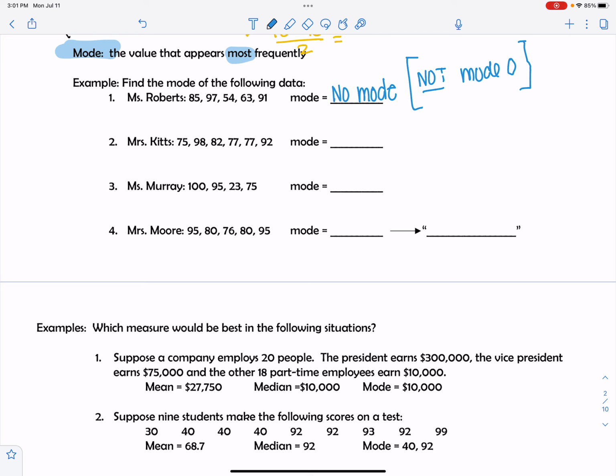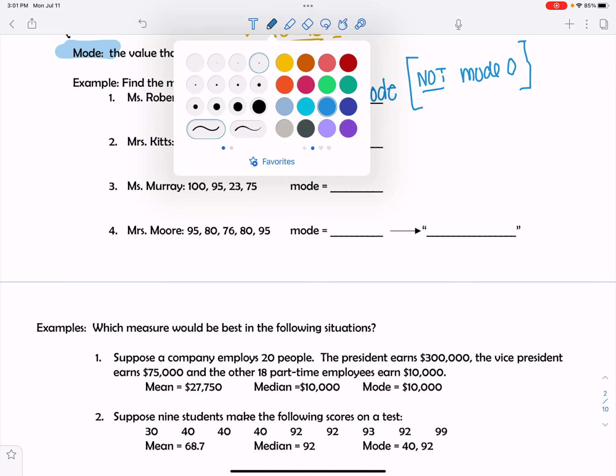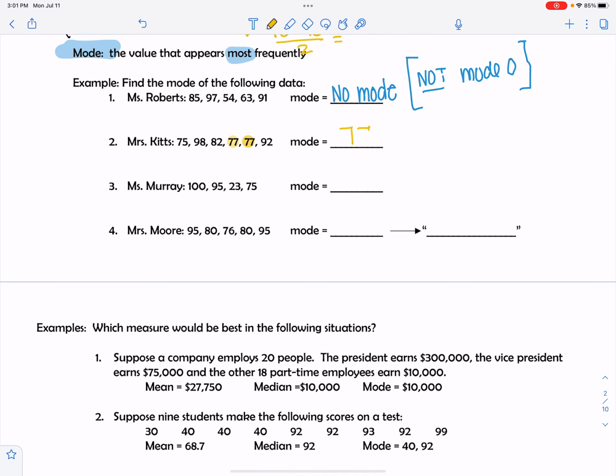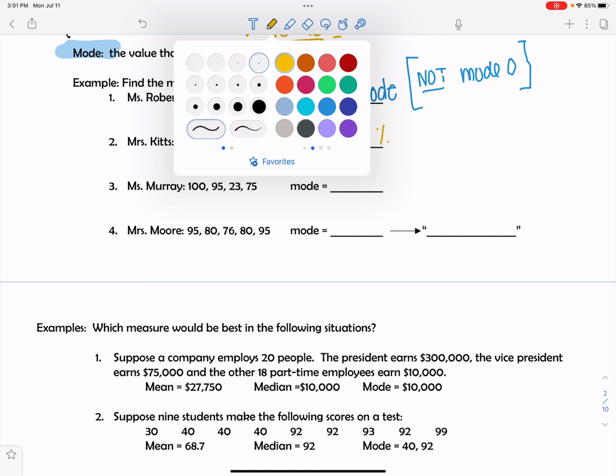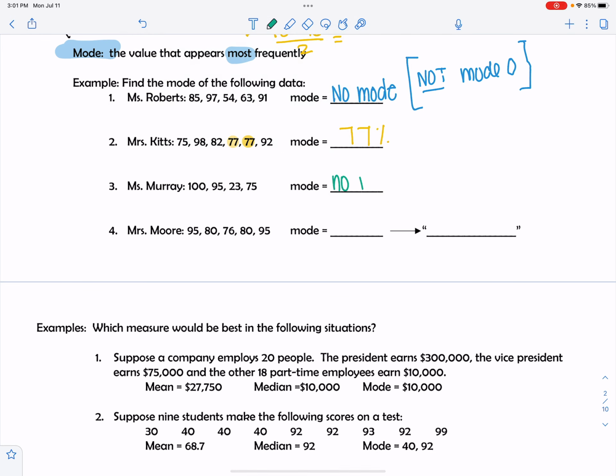All right, Miss Kitts, 75, 98, 82, 77, 77, 92. Miss Kitts has a mode of 77 because those two are being repeated. Miss Murray, 100, 95, 23, 75. She has no mode for her class because there is not a number that's being repeated.